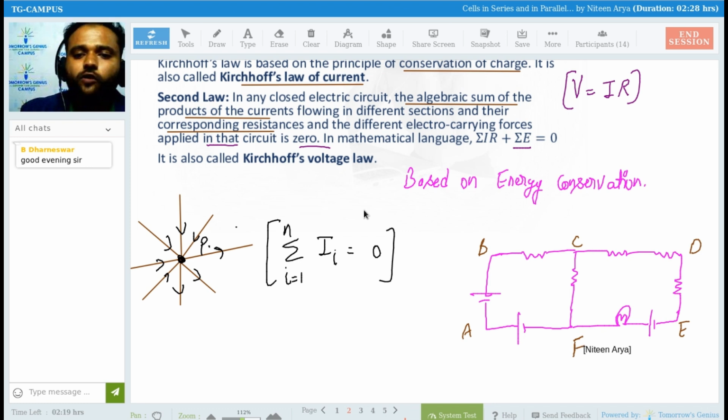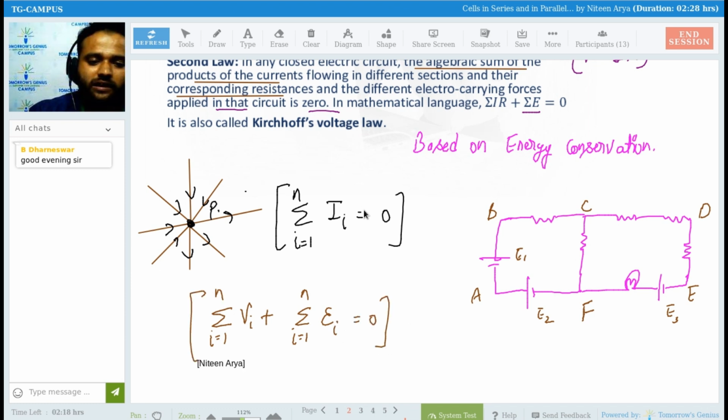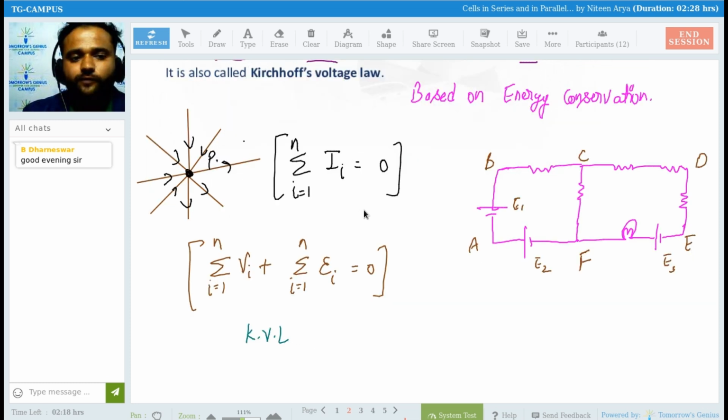Here, suppose we have EMFs E1, E2, E3, and voltages V1, V2, V3. The summation of all voltages, Vi for i equals 1 to N, plus the summation of EMFs for i equals 1 to N, is going to be 0. Clear? This is your second law, Kirchhoff's second law, or Kirchhoff's voltage law, KVL. This is also important.